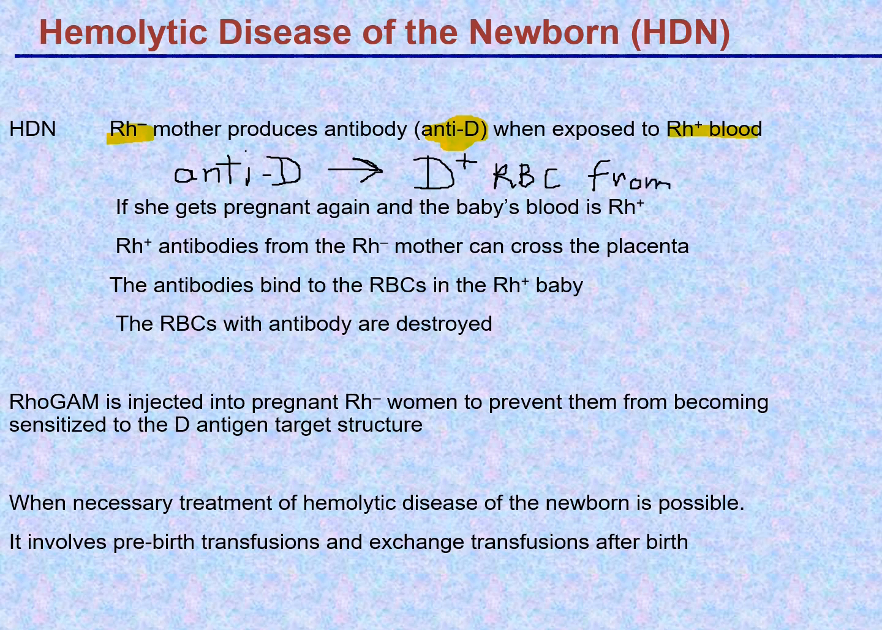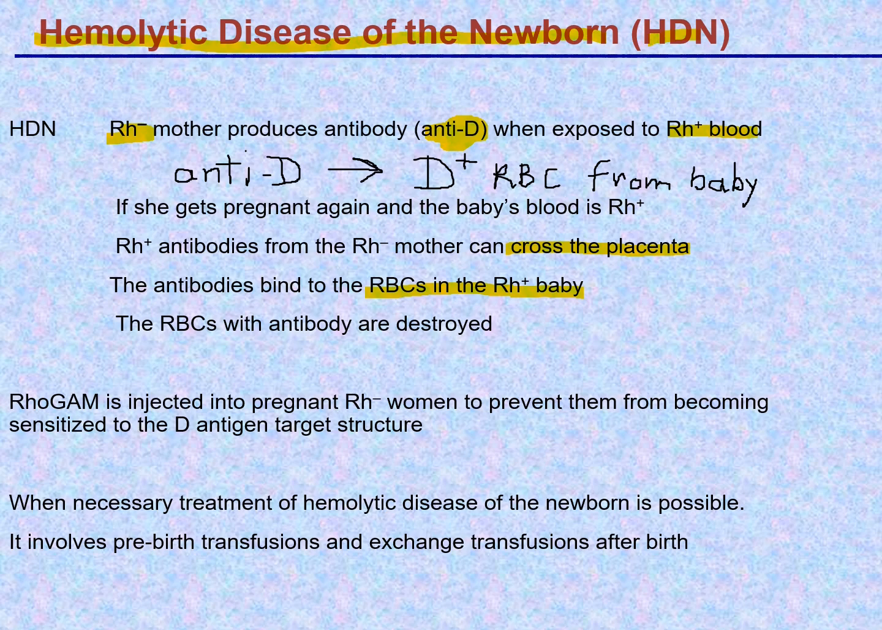Now, that's not of any significance to the mother herself until she gets pregnant again. If she again has a pregnancy and the fetus is big D positive, in other words, Rh positive, then she will have developed antibodies because of the first pregnancy, and the antibodies can cross the placenta and bind to the red cells of the Rh positive baby and cause destruction or hemolysis of the baby's cells. That is called hemolytic disease of the newborn, HDN.